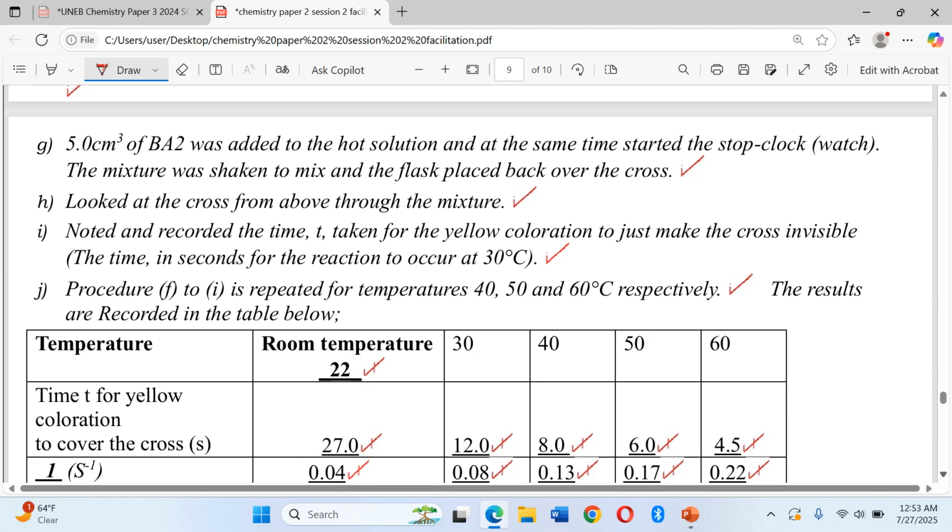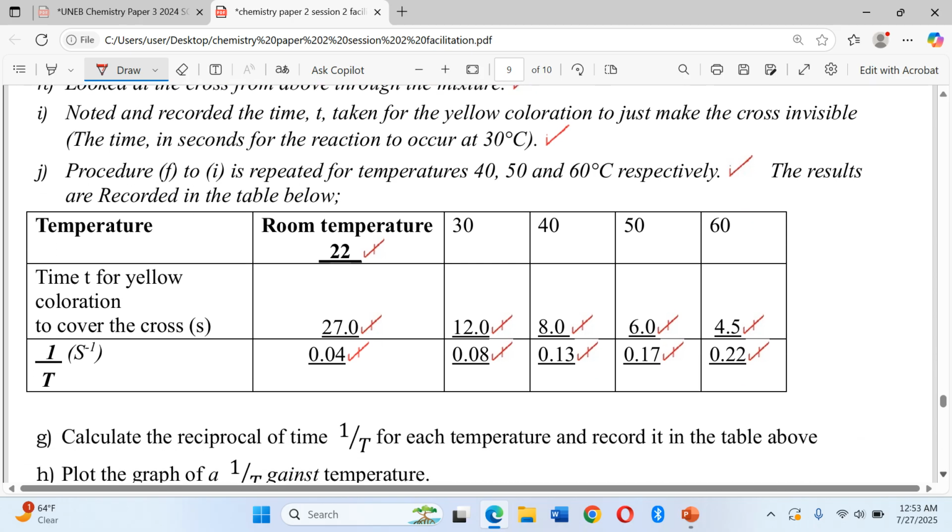So this is a table that we can have. What are we changing? We are changing the temperature. And when you change the temperature, the time taken for the yellow solution to form is the one that we are recording as the dependent variable. So here we have the three columns: the one for temperature, the one for time, and then the one for the reciprocal.